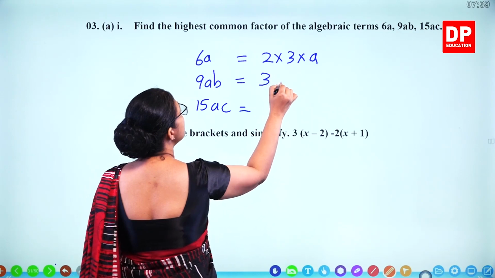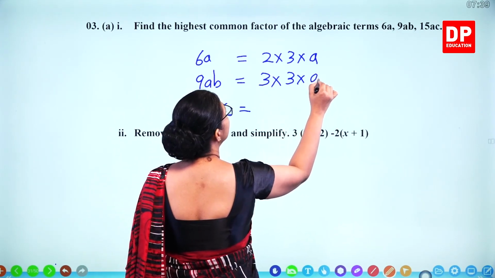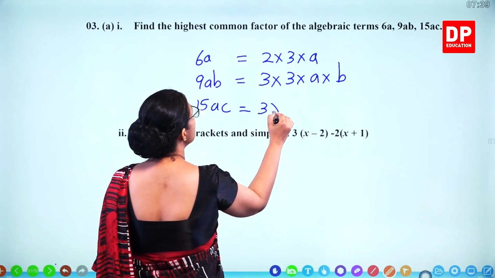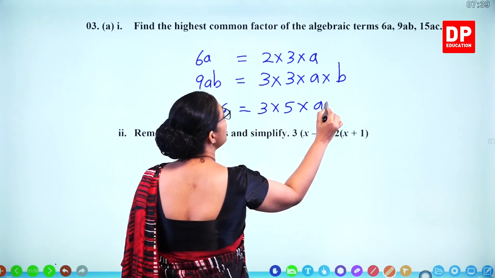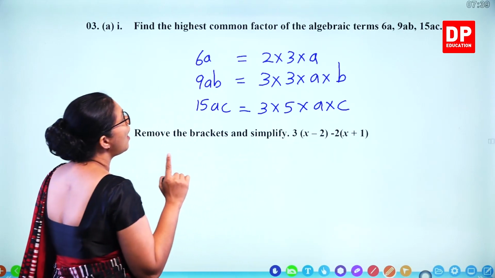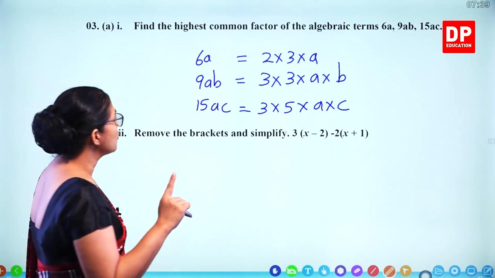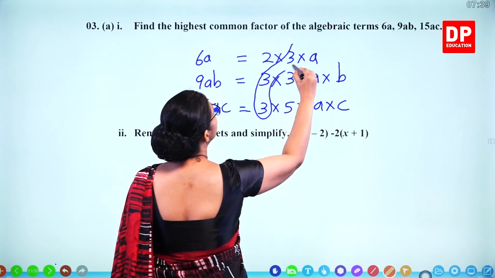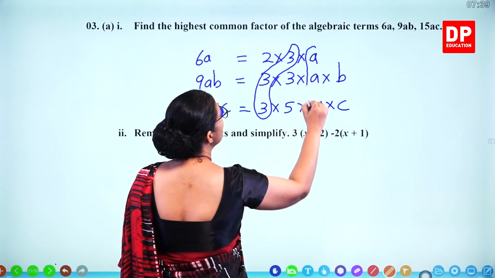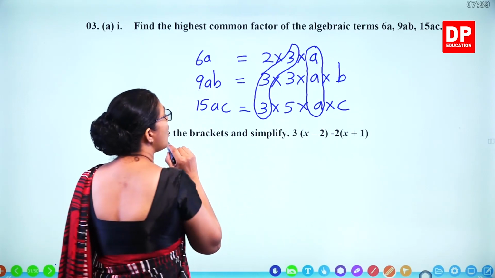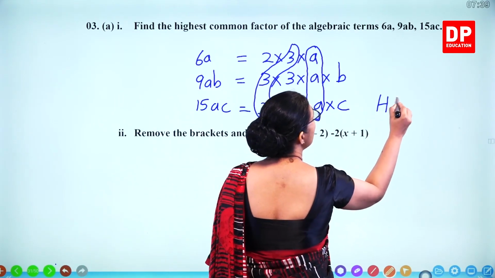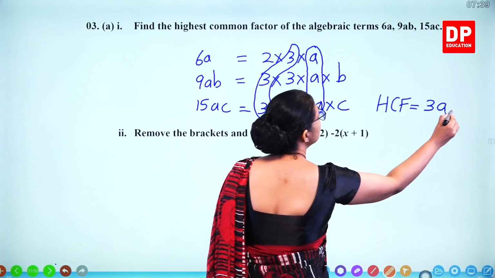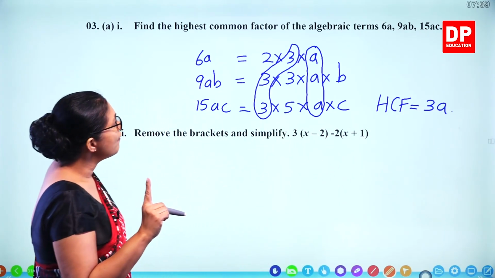9 means 3 times 3. A and B is there. And 15 means 3 times 5. A and C. Highest common factor. So that means only the common ones we take. 3 is common and A is common. So the highest common factor is 3A. Take all possible common factors.